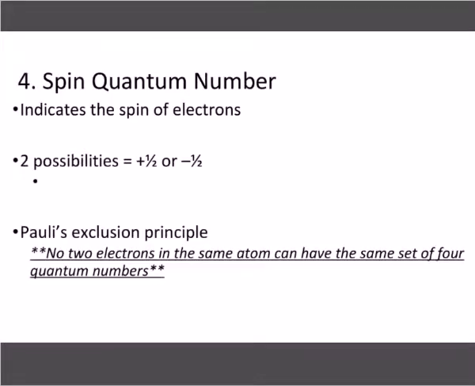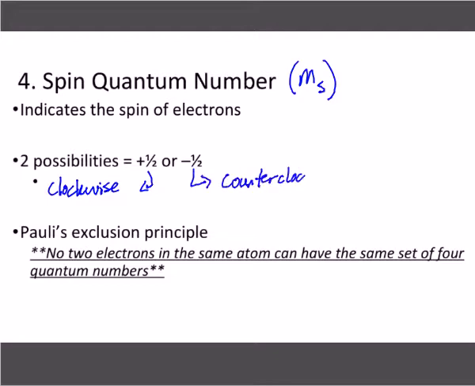Number 4, our last quantum number, is the spin quantum number. Its symbol is very similar to the last one. It's a lowercase m with a subscript s for spin. It indicates the spin. There's 2 possibilities. You can have a +1/2 or a -1/2. Basically, guys, what that means, the +1/2 is clockwise, and the -1/2 is counterclockwise. Counterclockwise CCW and clockwise CW, just a way to abbreviate those.